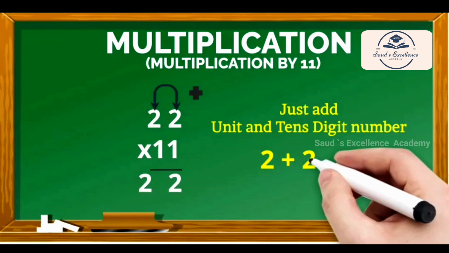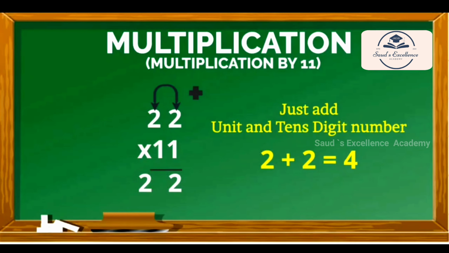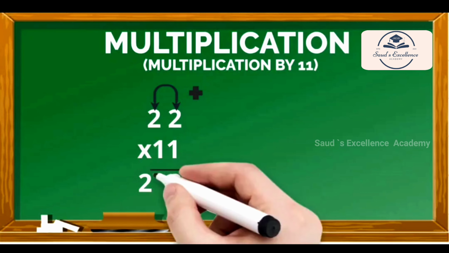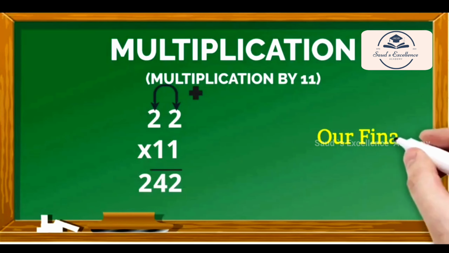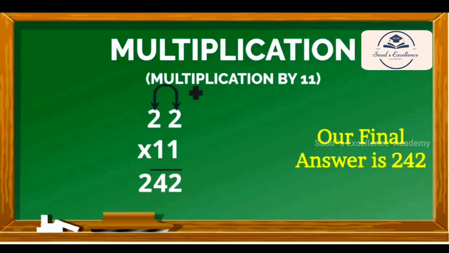Just add unit and tens digit number, 2 plus 2. That will give us 4 and we write in between digit. And therefore our final answer is 242.